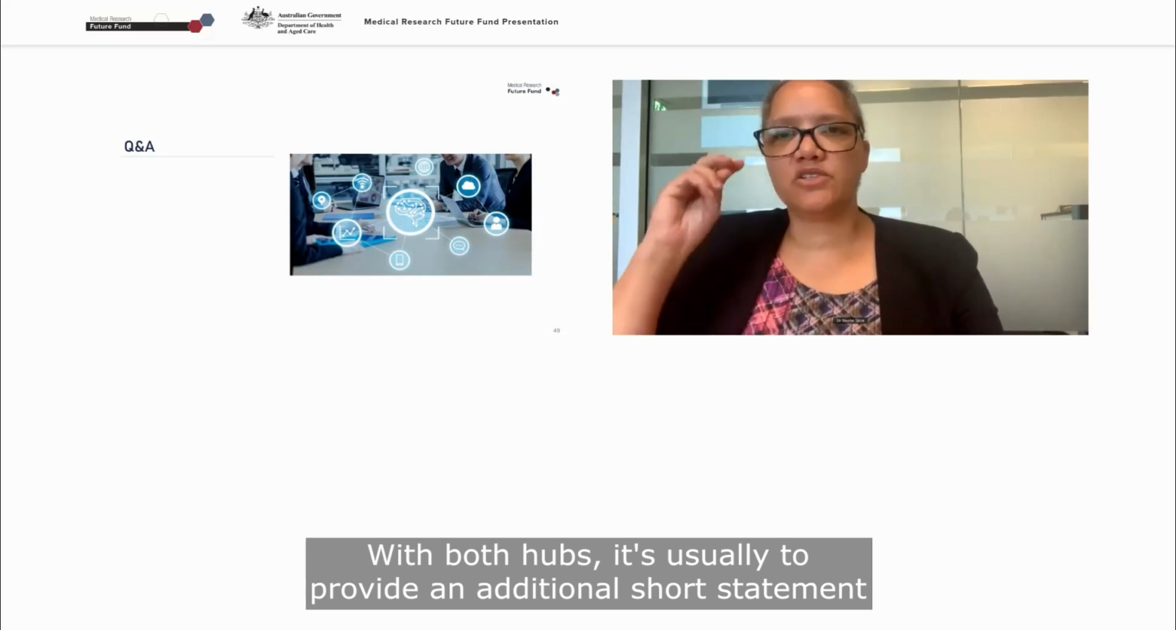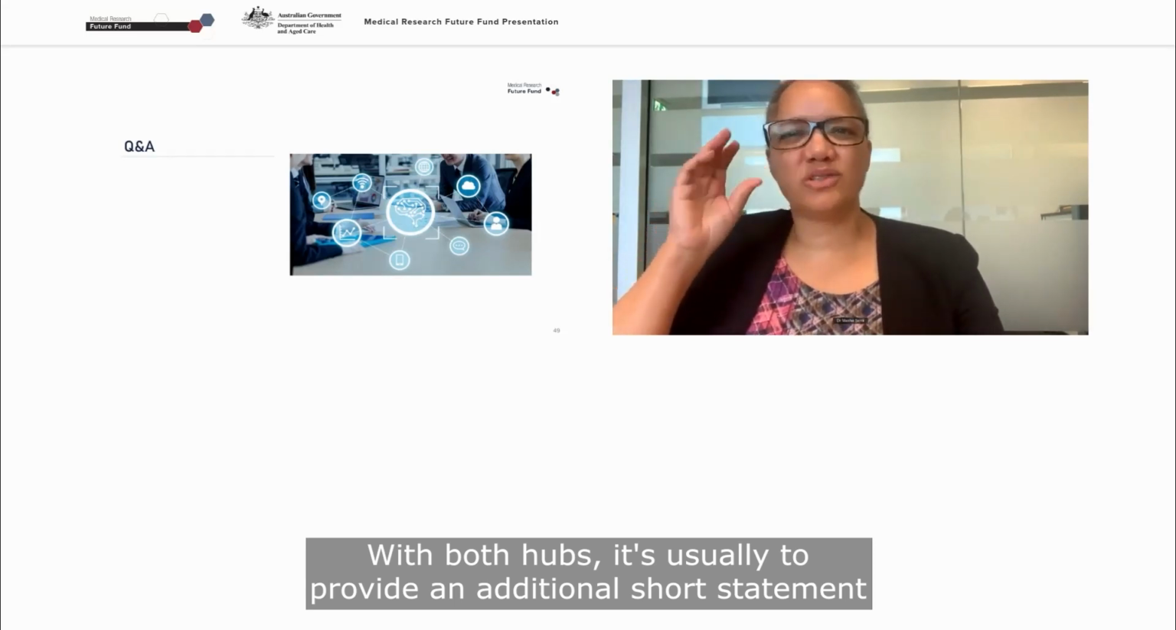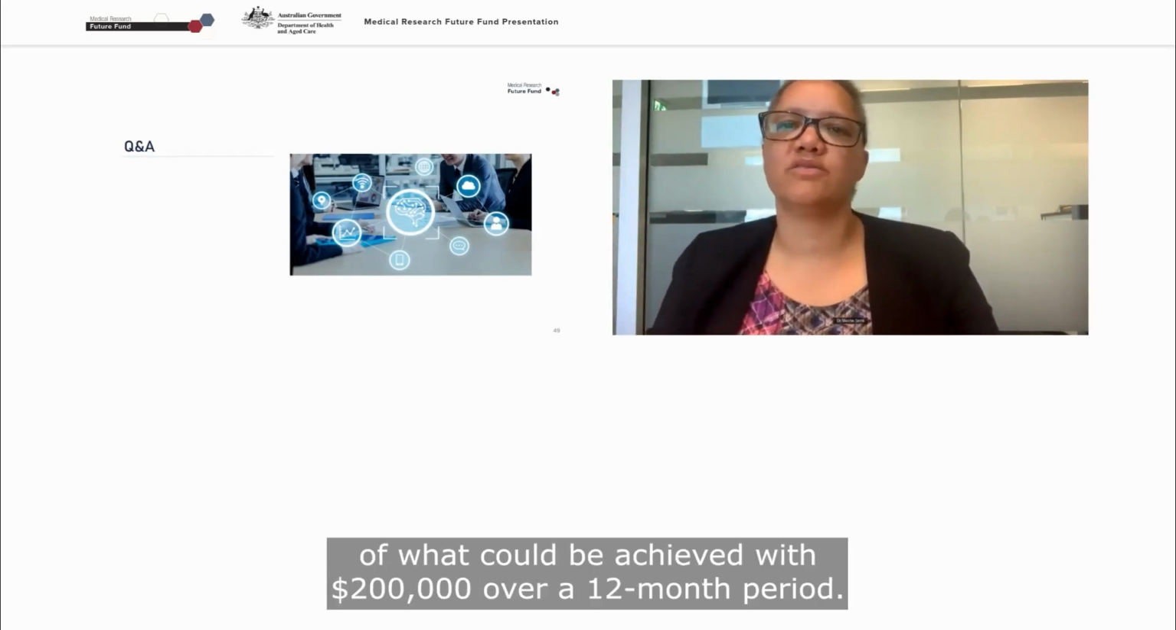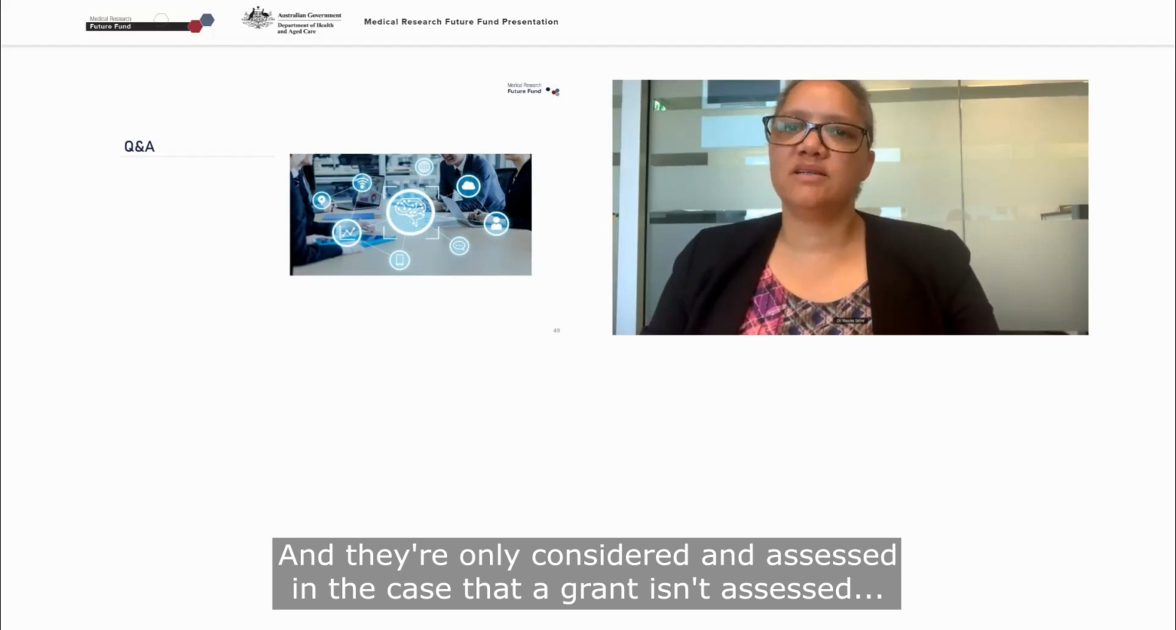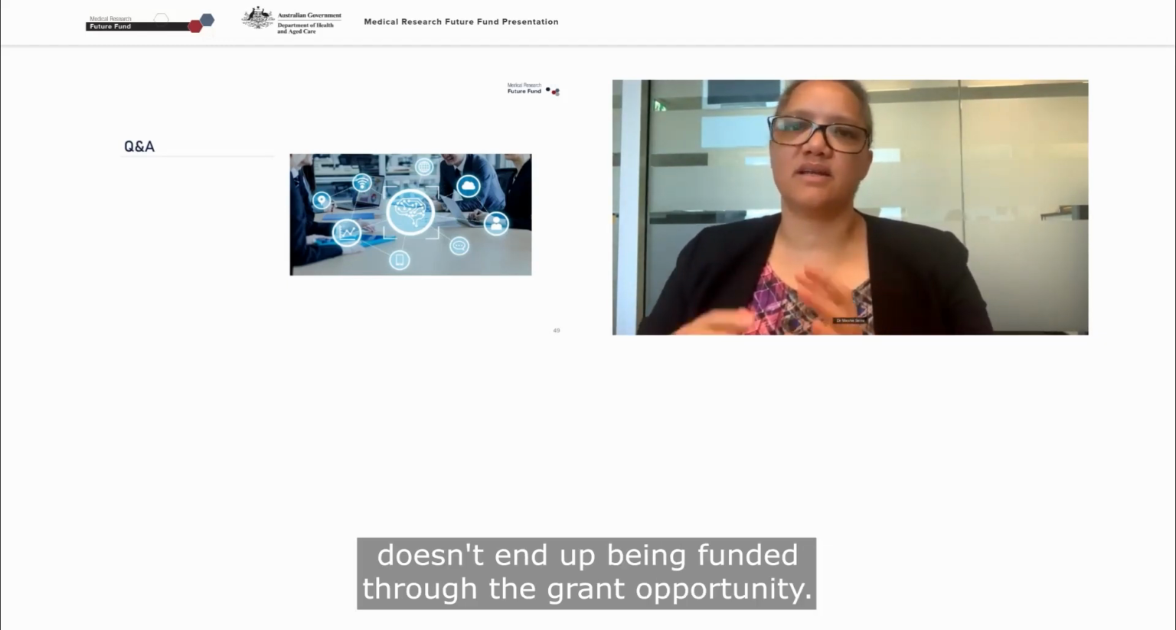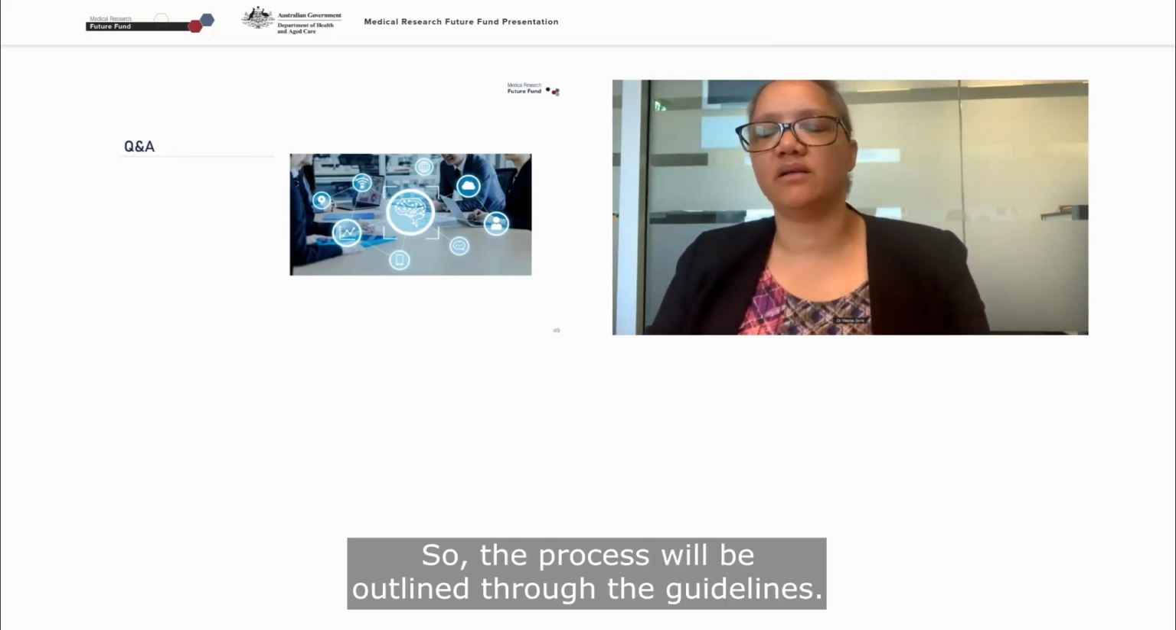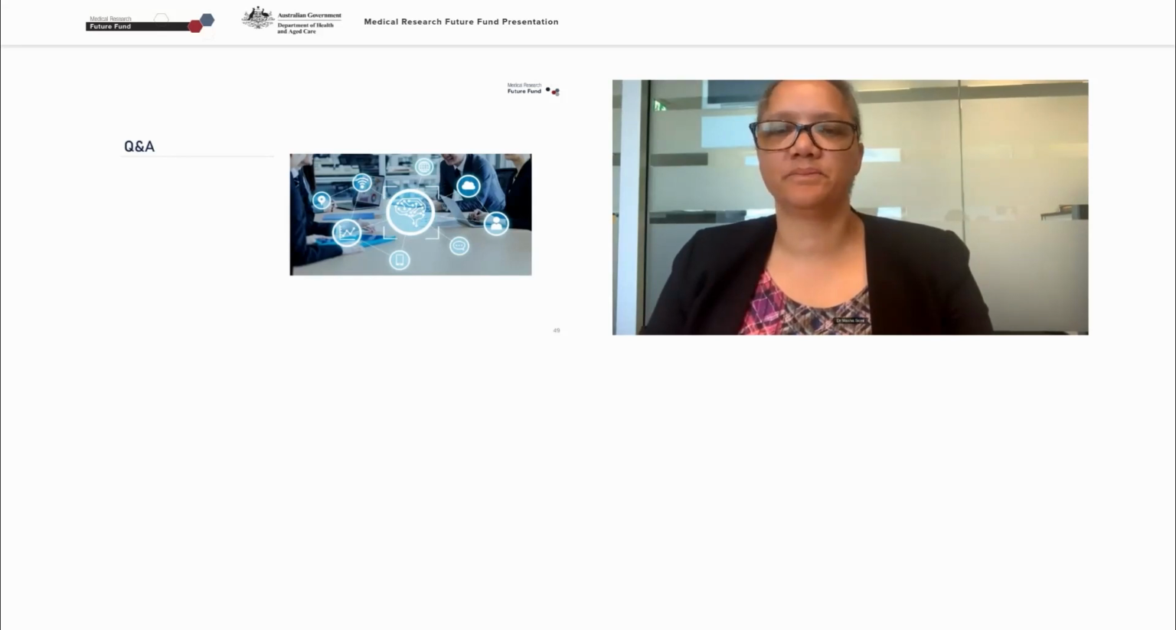With both hubs, it's usually to provide an additional short statement of what could be achieved with $200,000 over a 12-month period. And they're only considered and assessed in the case that a grant doesn't end up being funded through the grant opportunity. So the process will be outlined through the guidelines.